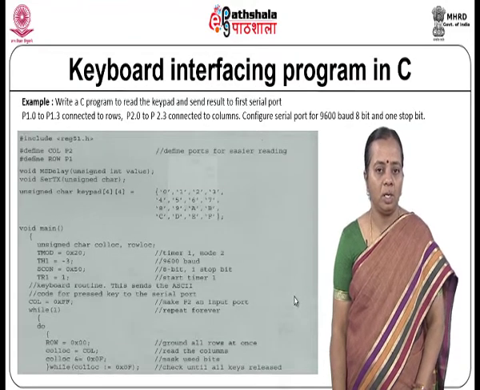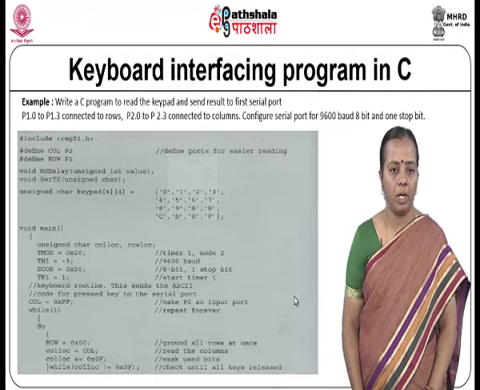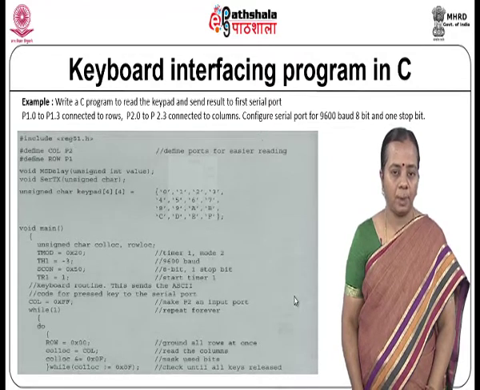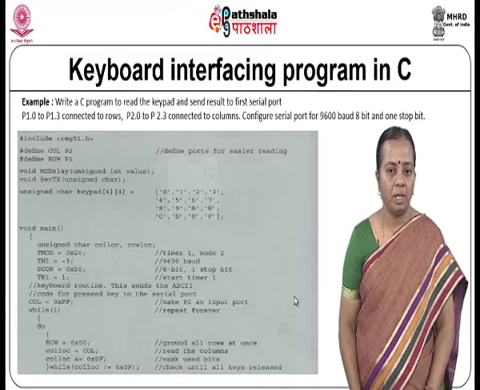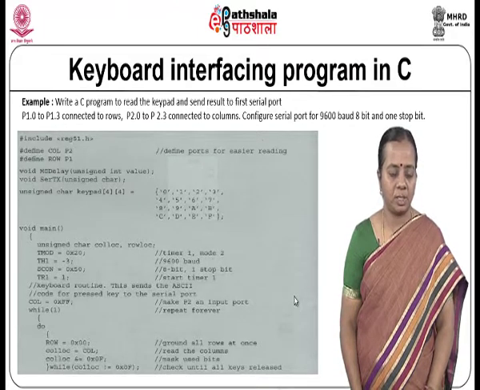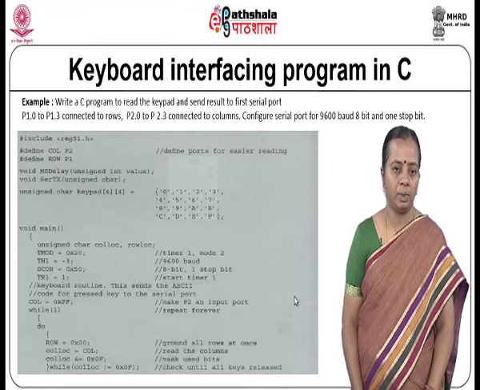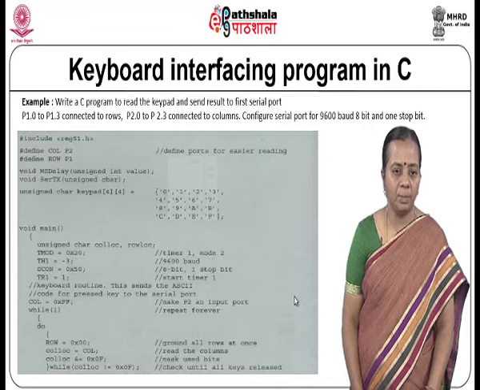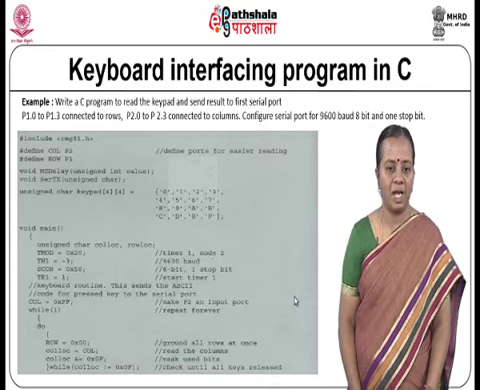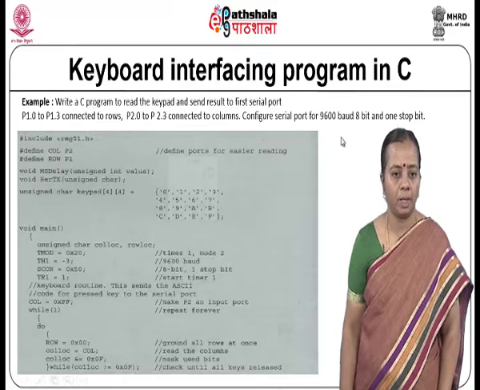So, this is a code which demonstrates how we will be reading a particular key, so that we will identify which key is pressed. The same way we will be looking at a bigger keyboard in a matrix form. This is a simple keyboard which has 4x4 keys only, that means 16 keys only.